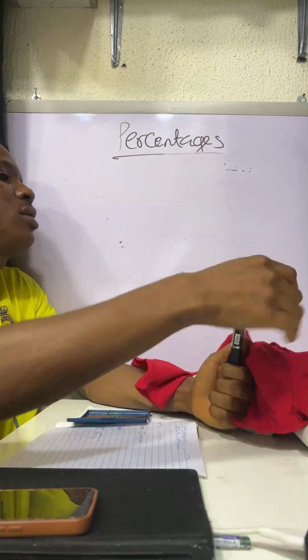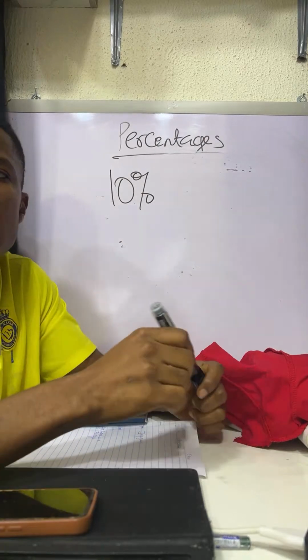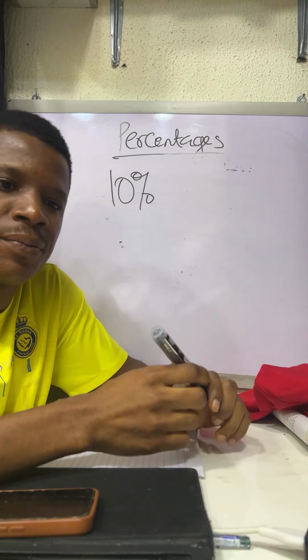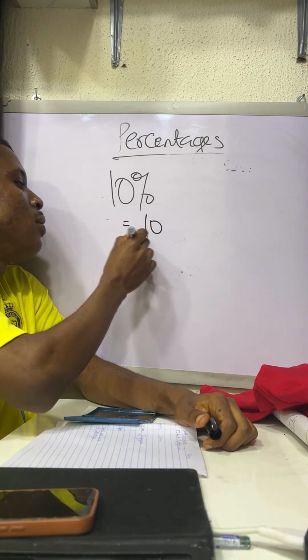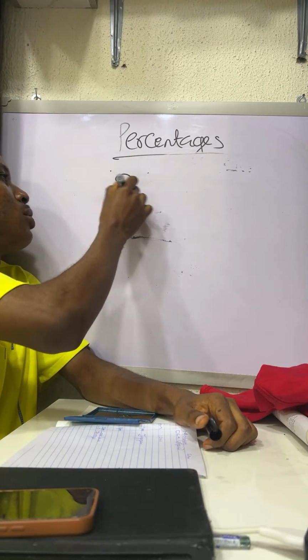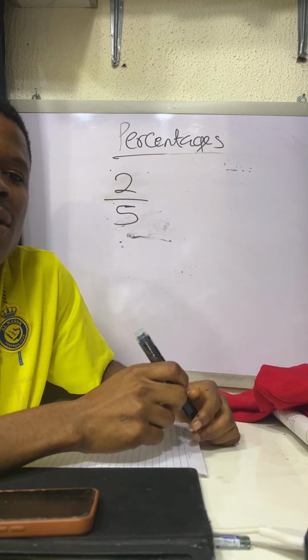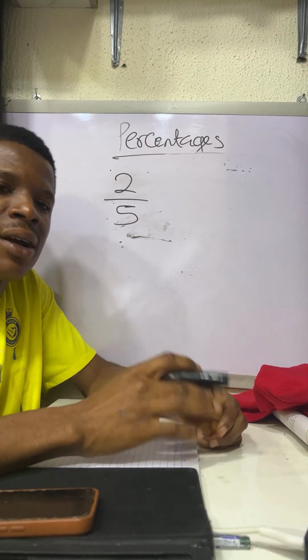Let's look at the next one. Sorry, I made a mistake. This is supposed to be 2 over 5. Here we are looking at how to convert 2 over 5 to percentage. It is very, very simple.